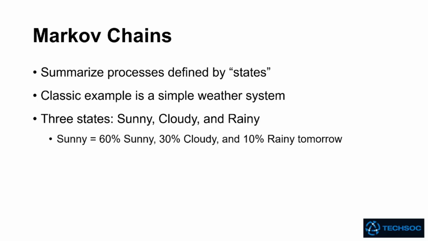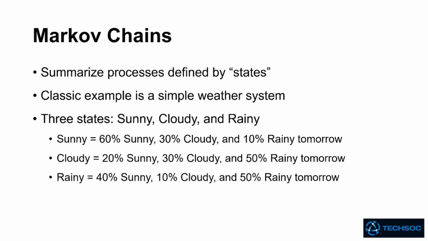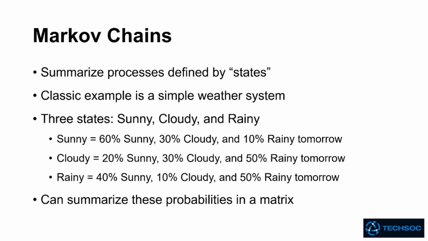If we're sunny, then 60% of the time the next day will be sunny, 30% it will be cloudy, and 10% rainy. If it's cloudy on a given day, then it's 20% likely that it will be sunny the next day, 30% cloudy, and 50% rainy. And finally, if it's raining, then the next day, there's a 40% chance of it being sunny, 10% cloudy, and 50% rainy. And if this weather sounds a lot like my hometown of Portland, Oregon, then you would not be far off the truth. We can summarize these probabilities in a matrix.